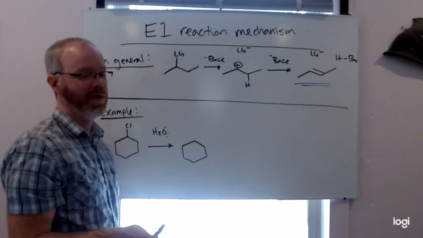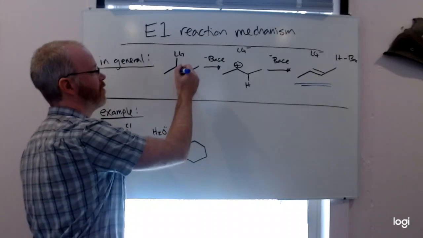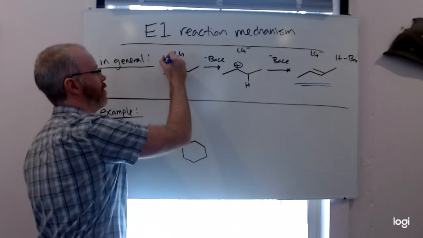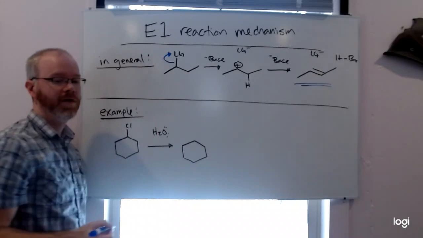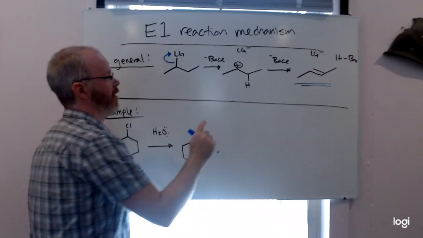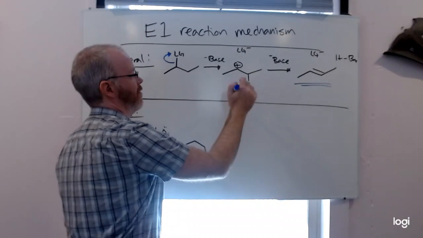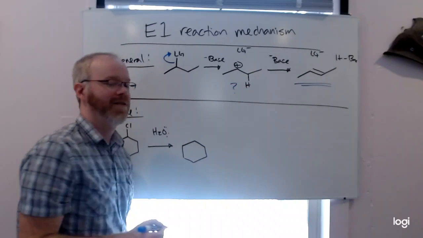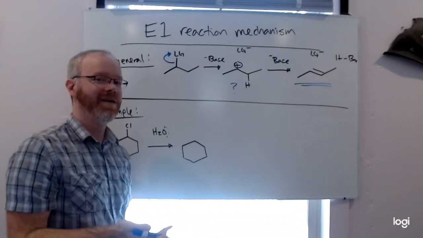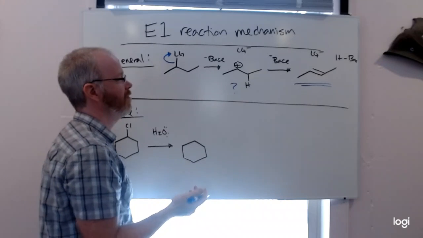E1 happens with a weak base, but the first step is just like SN1. First step is always the leaving group coming off. So in this case, we'll have a carbocation. When you have that, you always have to think, is this going to rearrange? Not in our simple example, but it's very possible to.